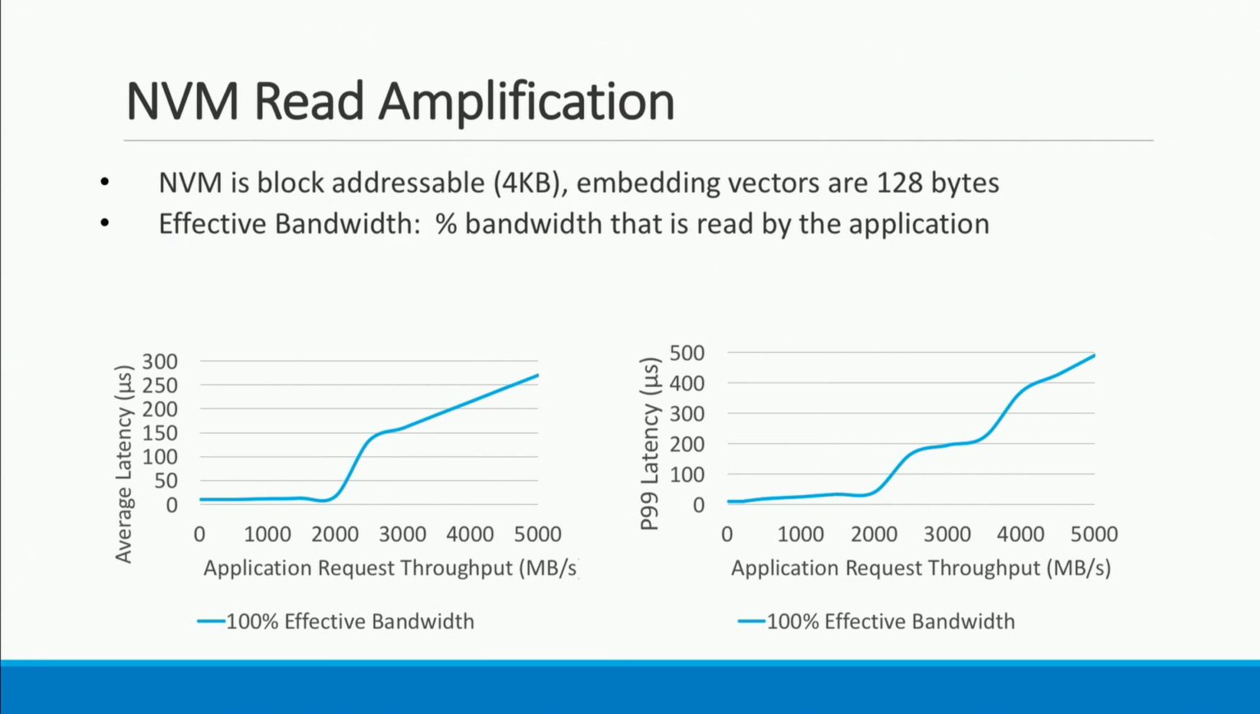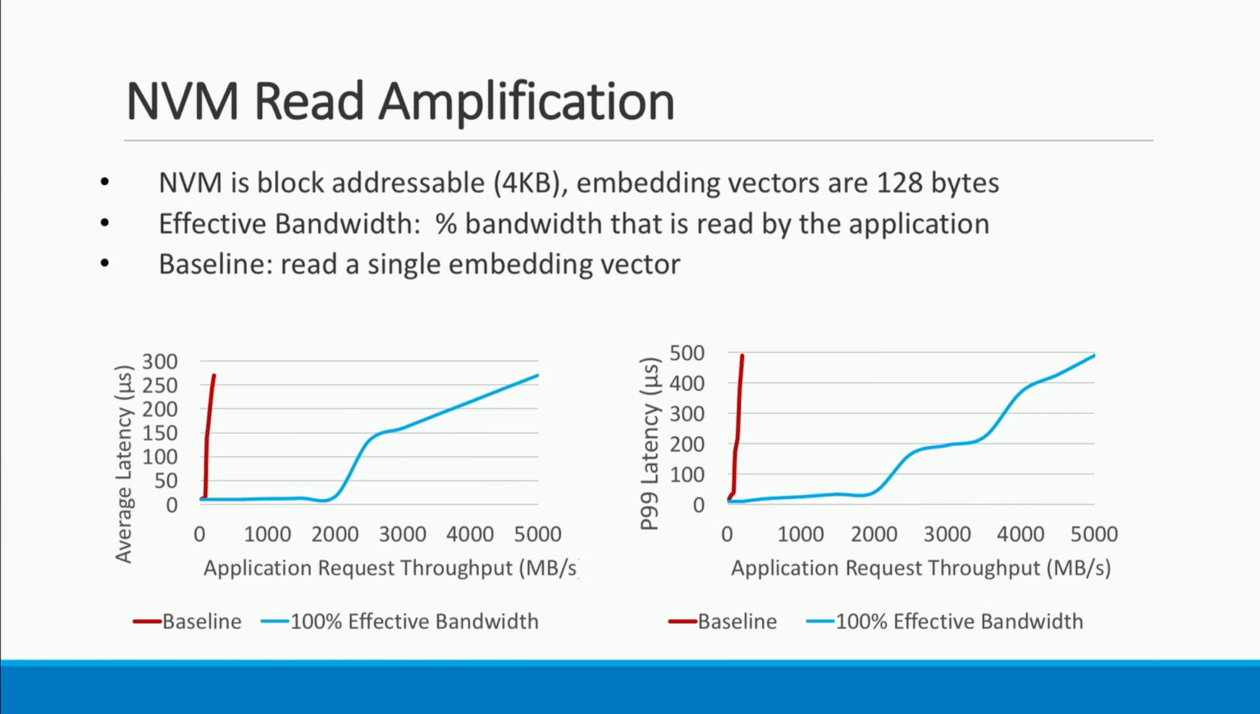We use the term effective bandwidth to describe the percentage of the bandwidth that is read by the application. And we see here the average and P99 latencies as a function of the application request throughput. This is for the ideal case where the effective bandwidth is 100%. Unfortunately, as we just saw, in the baseline policy, this is not the case. The effective bandwidth is much lower because we only use 128 bytes out of the 4 kilobyte blocks. And the latencies for the baseline policy look like that. They explode very fast because we saturate the read bandwidth.